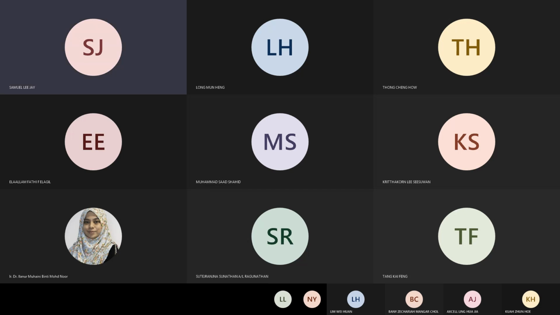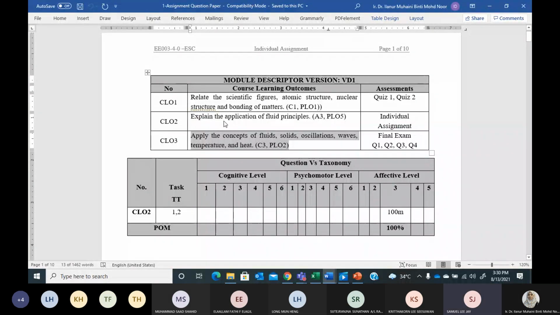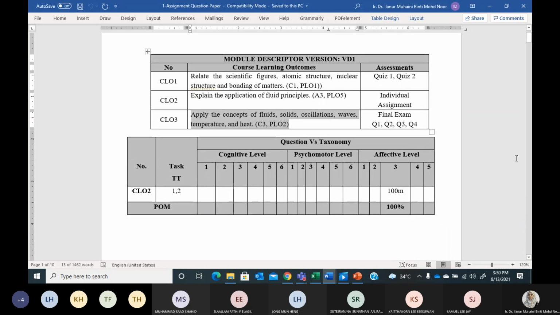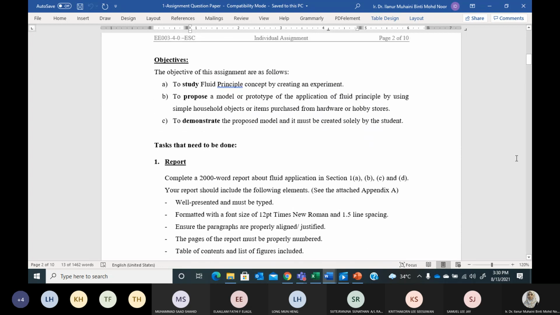Miss, just asking, the final exam is a written exam or is it experiments also? Oh, written. Final exam, yeah, written. We only have one assignment which you need to use this model.